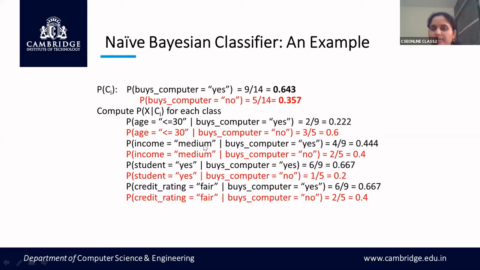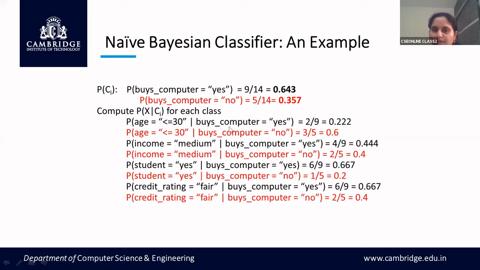Similarly, you will find out for income, student and credit rating. Income is medium and buys computer is yes. Income is medium, buys computer is no. Student is yes, buys computer is yes. Student is yes and buys computer is no. Similarly, credit rating is fair, buys computer is yes. Credit rating is fair, buys computer is no. So directly substitute these and find out the probabilities.